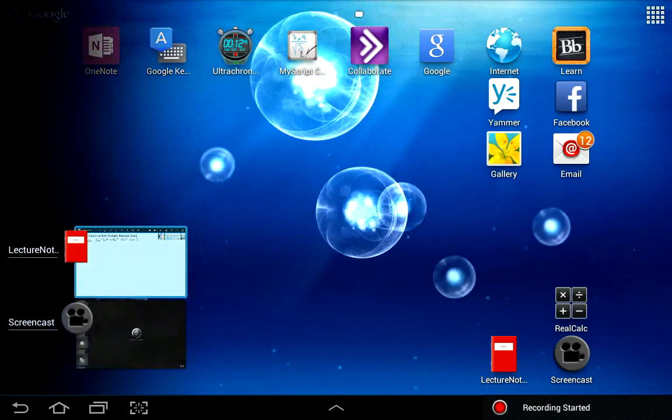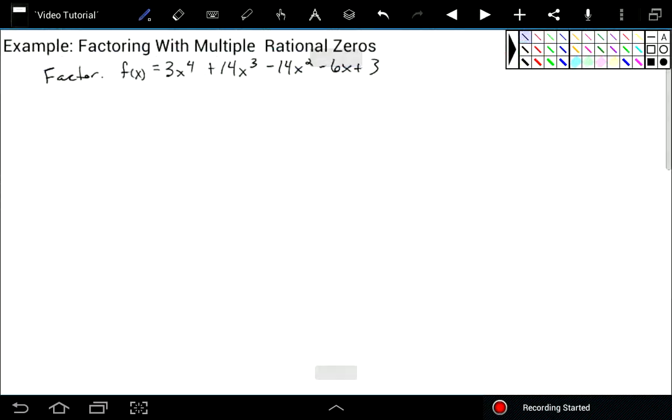Let's factor a polynomial. In this case, it will have multiple rational zeros. So we look at this, we try our standard techniques first. There's no GCF, you can't do grouping, none of that's going to work. So our last resort is to look at potential rational zeros.